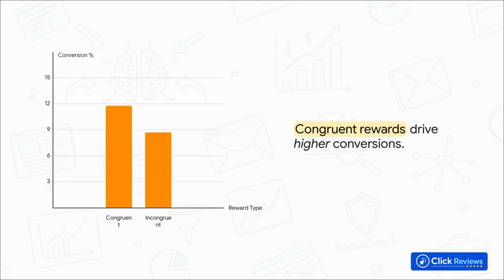Check out these numbers. They're from a published field experiment in Frontiers in Psychology, and they prove that highly relevant or congruent bonuses convert at nearly 12%. Compare that to under 9% for incongruent random rewards. So to put it simply, just slapping a giant folder of totally unrelated private label rights content onto an offer, yeah, that just doesn't work anymore. Your bonuses absolutely have to help the buyer use the main product.